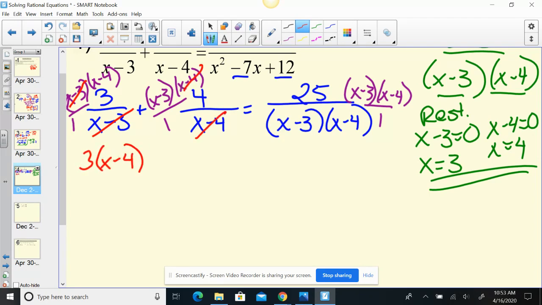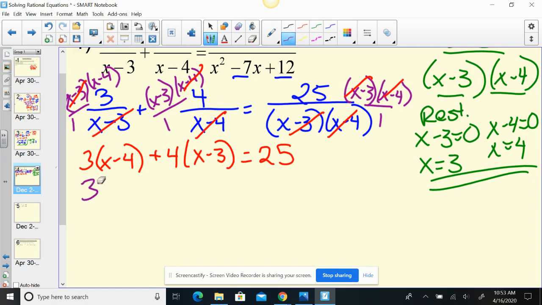X minus 4s are going to cross out here, so I'm going to have 4 times x minus 3. I always tend to put the monomial before any binomial. And over here, this is really nice because both of those factors cross out and I just have 25. Whew, I'm excited to see this one. This is easy. All I have to do is distribute the 3, distribute the 4.